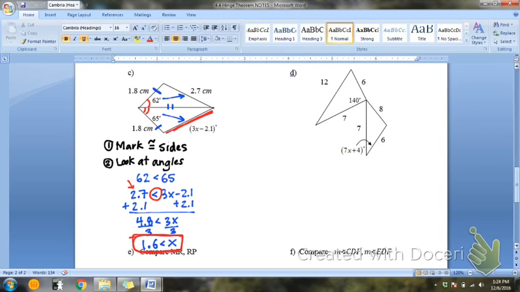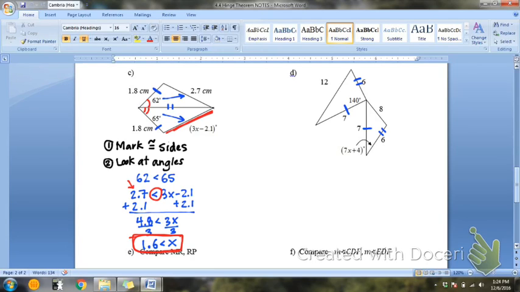On letter D, what's one pair of sides that you see is congruent? All right, I would mark that. So let's mark the side that has 7 and the side that has 7. And 2 6s. Okay, so in this diagram, there isn't a reflexive side.